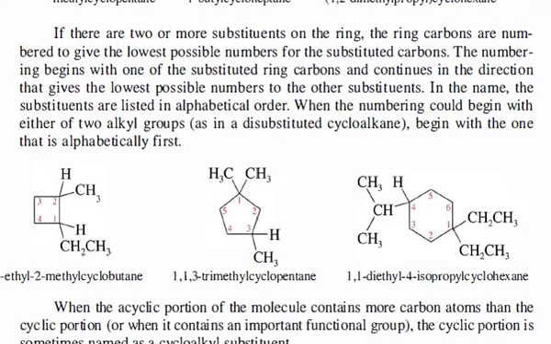So let's take a look at this example. On the left hand side, we have 4 carbon atoms on the ring. Which one do we need to start with? We need to start with the bottom one. Why? Because the numbering begins with one of the substituted ring carbons and continues in the direction that gives the lowest possible numbers to the other substituents. In the name, the substituents are listed in alphabetical order. So we have 1, 2, 3, 4, and we have 1-ethyl-2-methylcyclobutane.